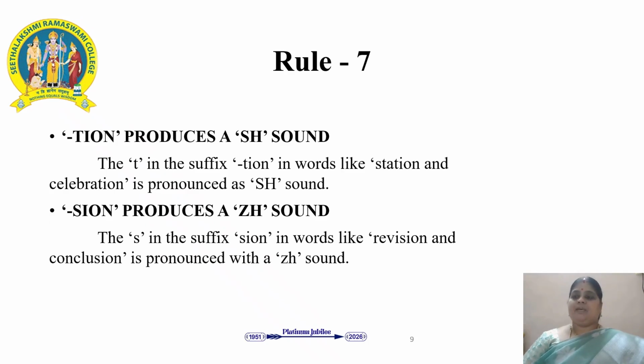Rule number 7. The suffix tion produces a sh sound and the suffix sion produces a z sound. In words like station and celebration, the suffix tion is pronounced with a sh sound. In contrast, in words like revision and conclusion, the suffix sion produces a j sound.